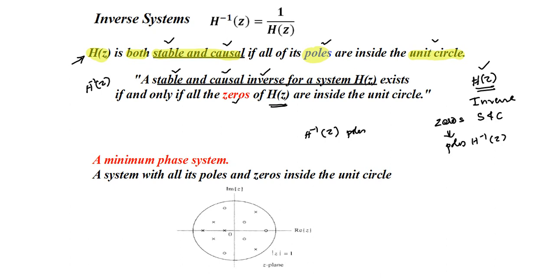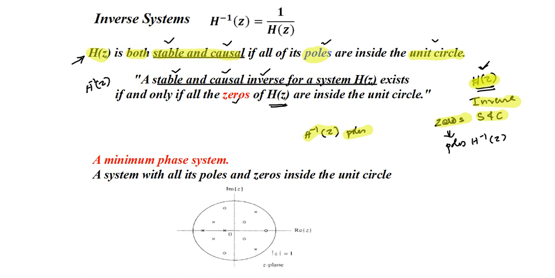If you are evaluating H inverse of z, then you need to verify poles. If you are using H(z) to verify the stability and causality of the inverse system, we need to use zeros of H(z). And if you are directly verifying the inverse system stability by using H inverse of z, we need to use poles. Either way, remember the first point: any system is both causal and stable if all poles lie inside the unit circle.